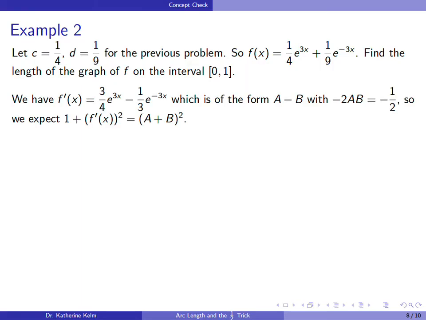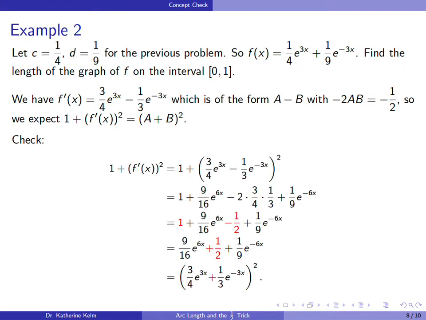Okay, so the derivative is 3/4 e to the 3x minus 1/3 e to the negative 3x, which is of the form a minus b, with negative 2ab equals negative 1/2, because we worked that out in the previous problem. So we expect 1 plus f prime of x all squared to be equal to a plus b all squared. You can double check that 1 plus f prime of x all squared refactors as a perfect square, 3/4 e to the 3x plus 1/3 e to the negative 3x all squared.